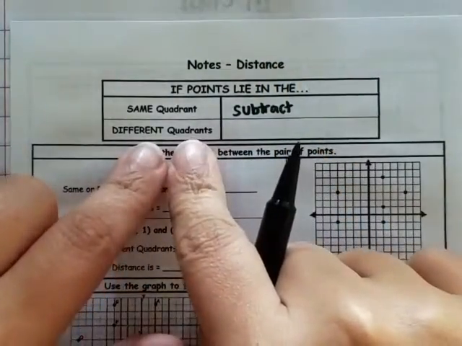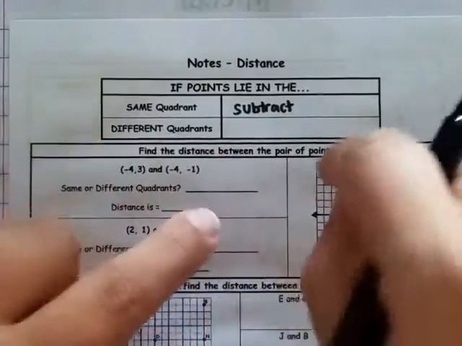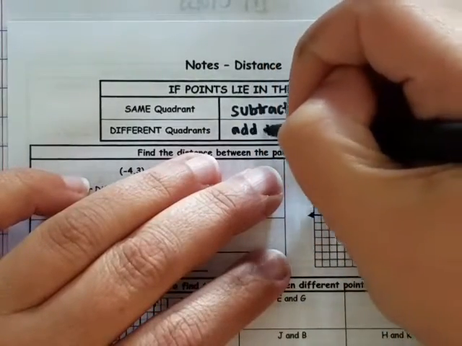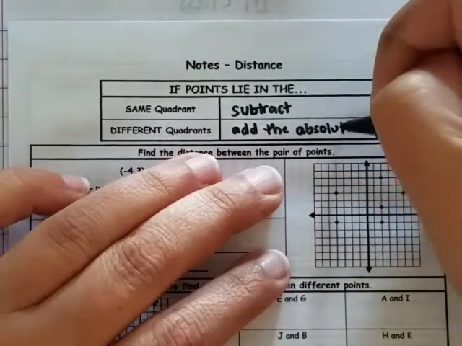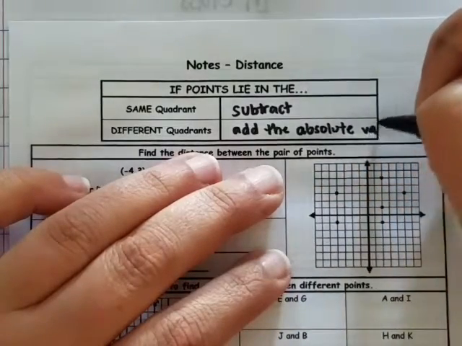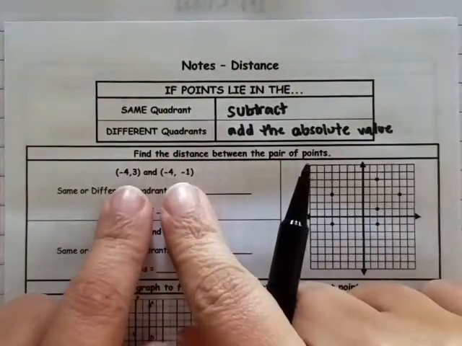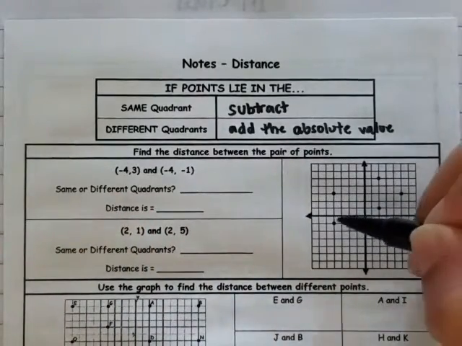However, if they lie in different quadrants, it pretty much means that their signs are going to be the opposite. So what you can do is you can add their absolute value. And I'll show you what I mean by that in just a second. Okay, so we're going to look at these 2 points right here, -4, 3, and -4, -1. So that's -4, 3, and -4, -1.